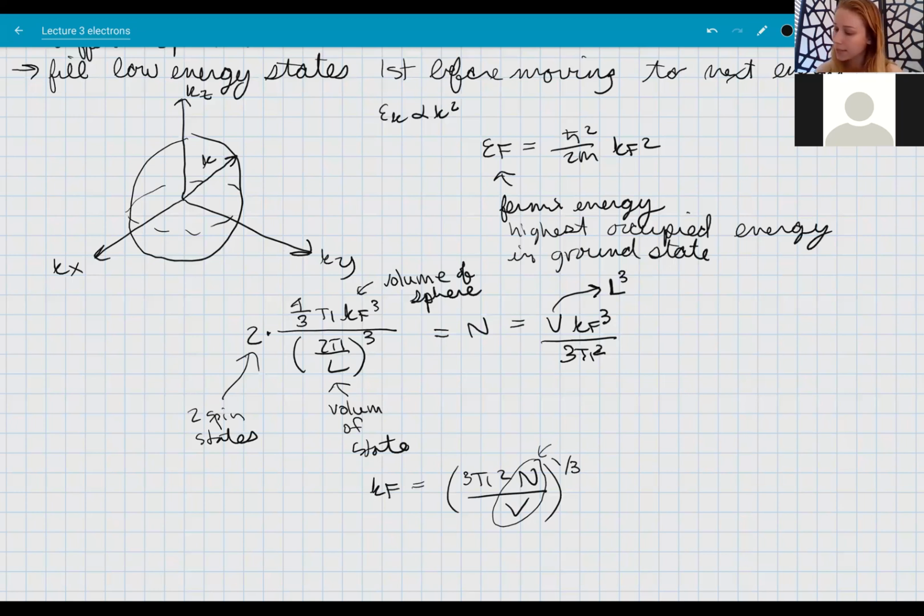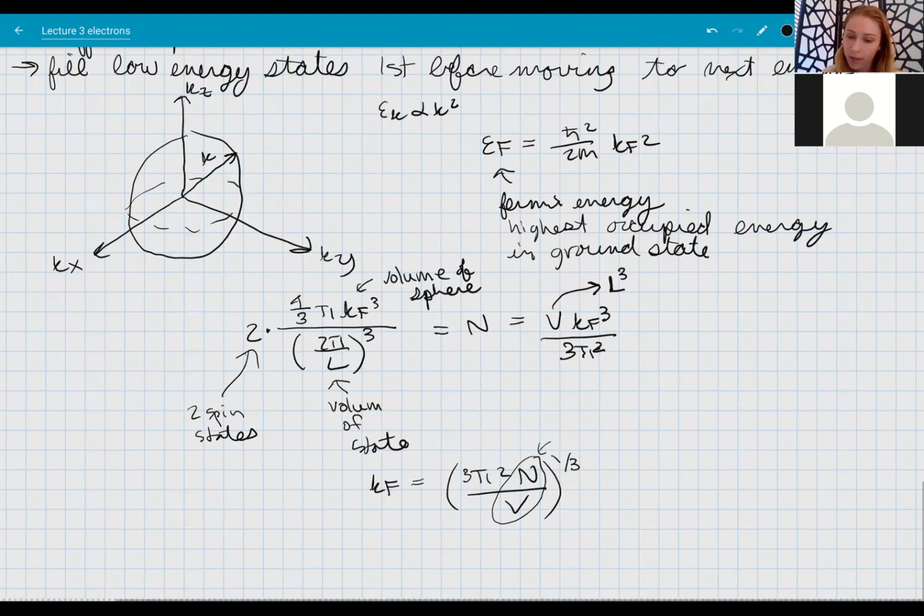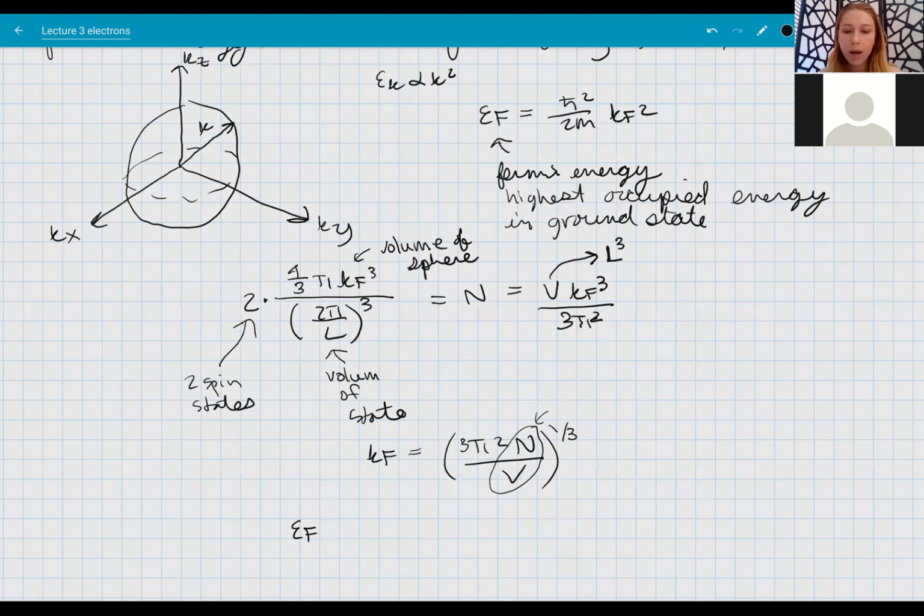Okay, so then the last step is to plug this back into the expression for the Fermi energy, and we get that the Fermi energy is equal to h bar squared divided by 2m times (3 pi squared N divided by V) to the 2/3. So this is an expression for the Fermi energy, and the Fermi energy turns out to be a very important quantity in metals and also non-metals.